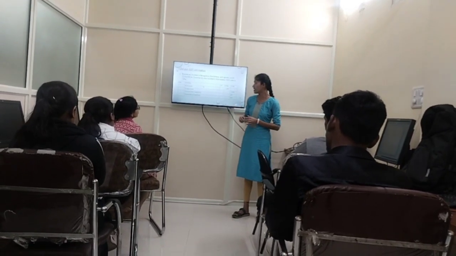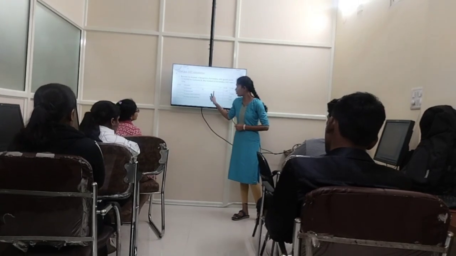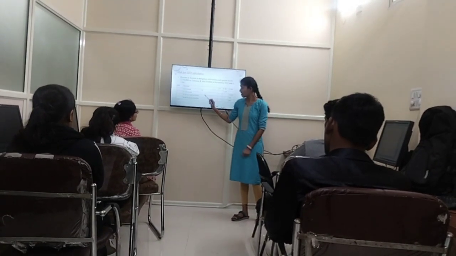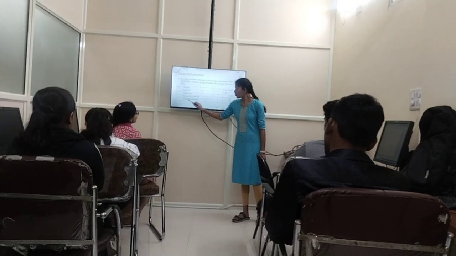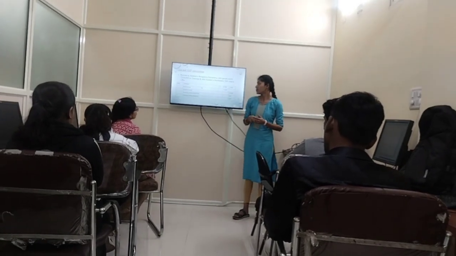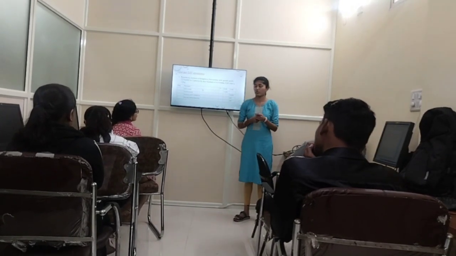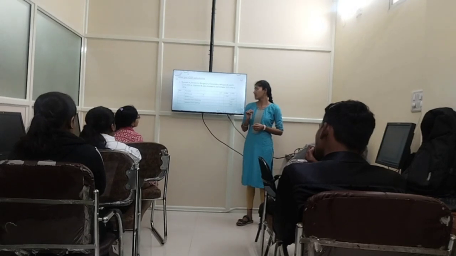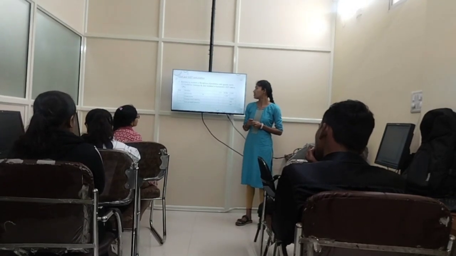Let's see the journal entries. Mr. B account debit, to sales account, to output CGST, to output SGST. Mr. B is a debtor. Why? Because Mr. B is a sundry debtor.